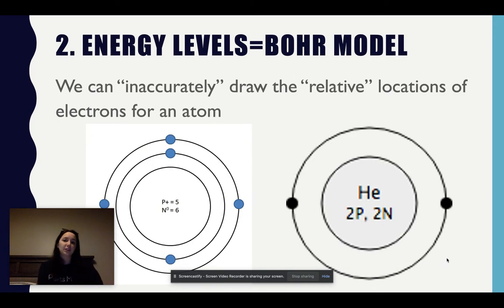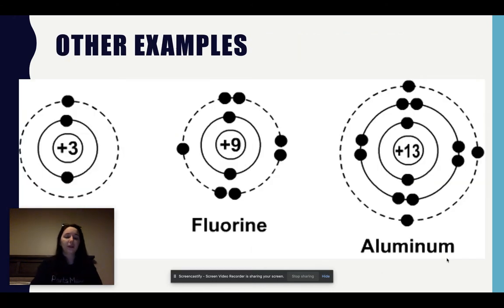Now, we associate these with the Bohr model. We can inaccurately draw the relative location of the electrons for an atom with the Bohr model. The Bohr model is old. We're actually in what we call the quantum model of the atom right now. It's very cool, very fancy, but it's very difficult to draw. And so we use the Bohr model. So other examples for you with our Bohr model is right here.